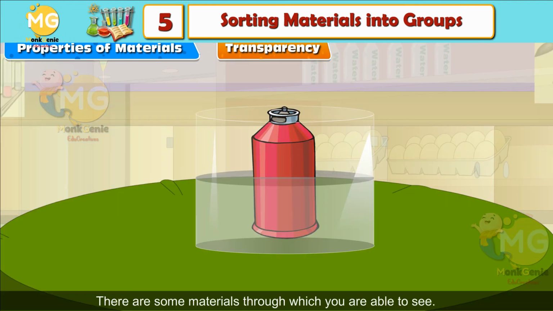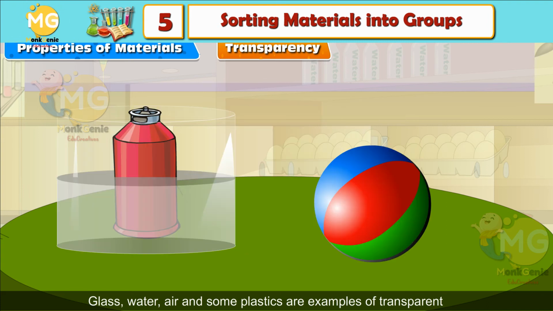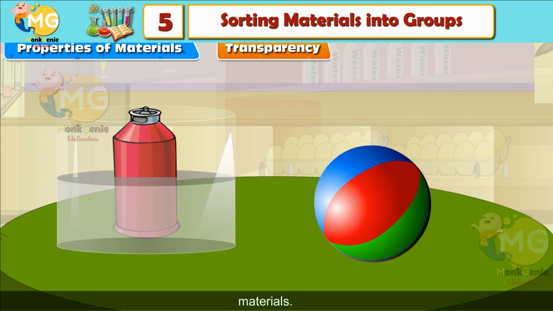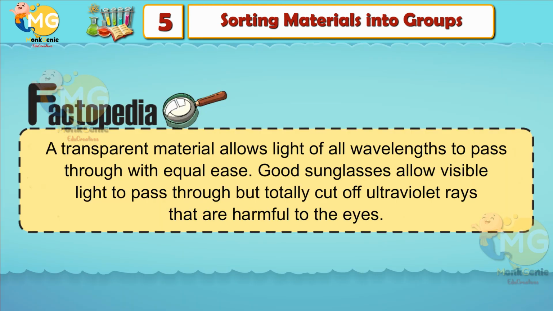Transparency. There are some materials through which you are able to see. These materials are called transparent. Glass, water, air, and some plastics are examples of transparent materials. Factopedia. A transparent material allows light of all wavelengths to pass through with equal ease. Good sunglasses allow visible light to pass through, but totally cut off ultraviolet rays that are harmful to the eyes.